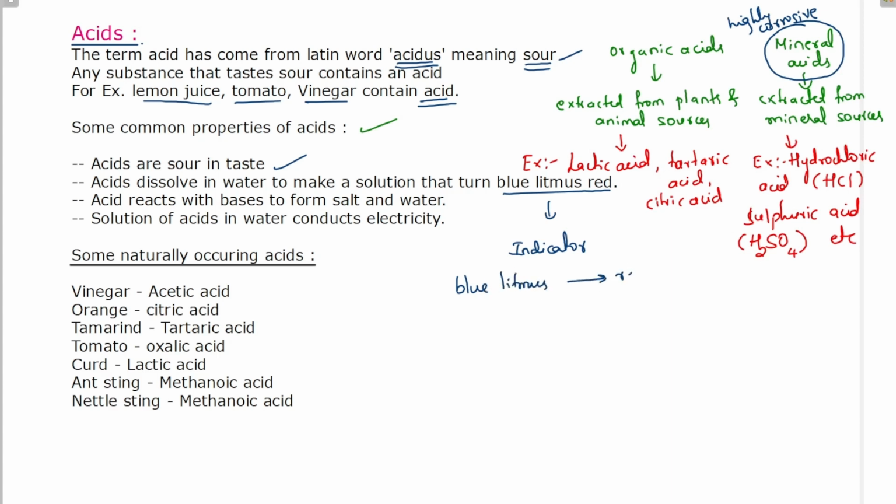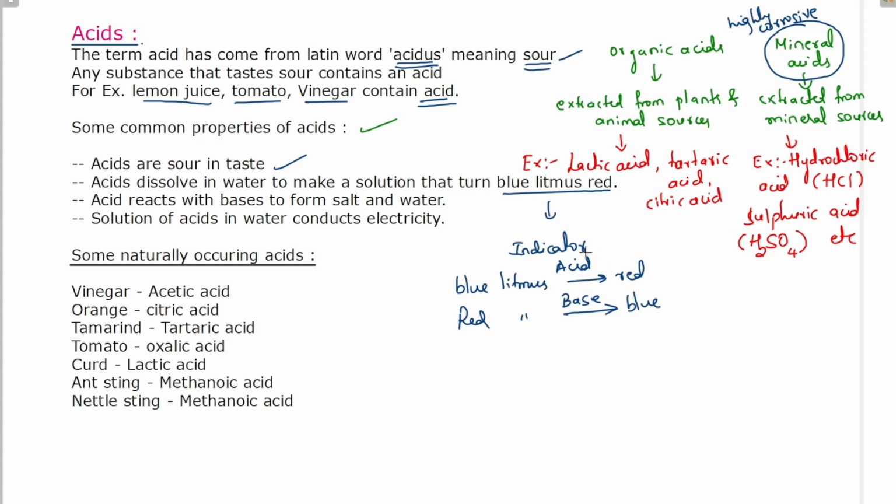will turn to red color in presence of acid, and red litmus will turn to blue color in case of base. When you take the acidic solution and test it with the blue litmus, it will turn to red color. And when you take the basic solution and test it with the red litmus, it will turn to blue color. As I said earlier, we cannot taste all the substances, and especially these mineral acids are highly corrosive in nature.